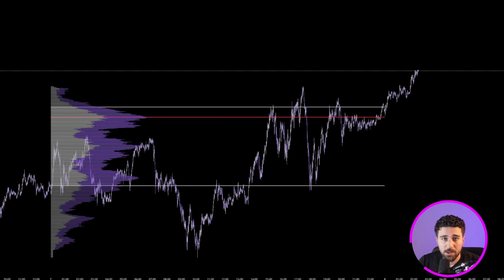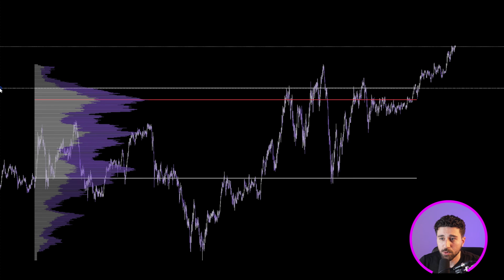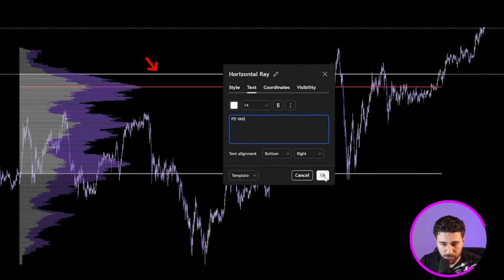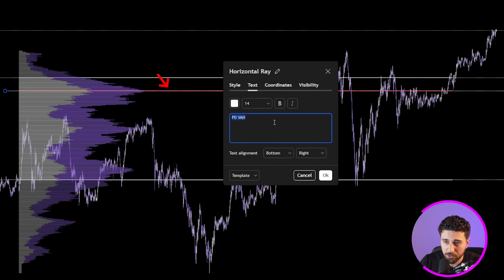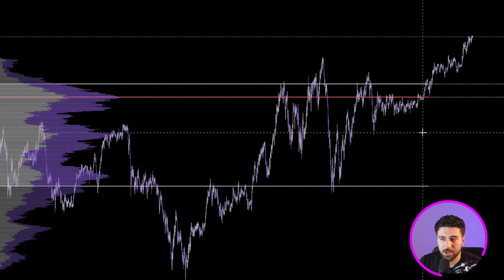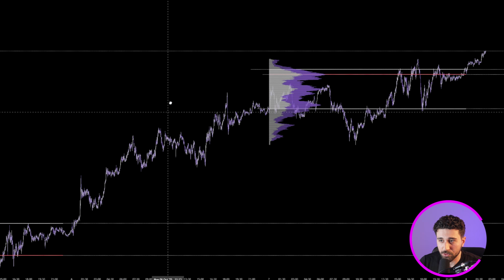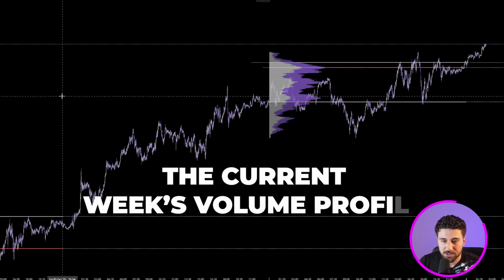So right here, what I'm going to do is again, I will mark the previous day's value area high, the previous day's value area low, and then the point of control where most of the volume was transacted throughout this entire trading session.